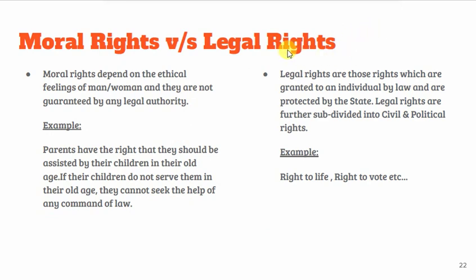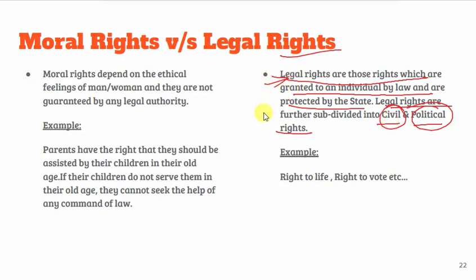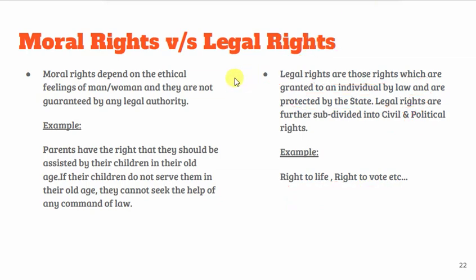And when it comes to legal rights, they are those rights which are guaranteed to an individual by law and are protected by the state. So legal rights are further divided into civil and political rights. So right to life, right to vote, etc., these are our legal rights. Right to vote is a legal right, where there is a law for that, and you're going to get assisted by law if your legal right is violated by anyone.